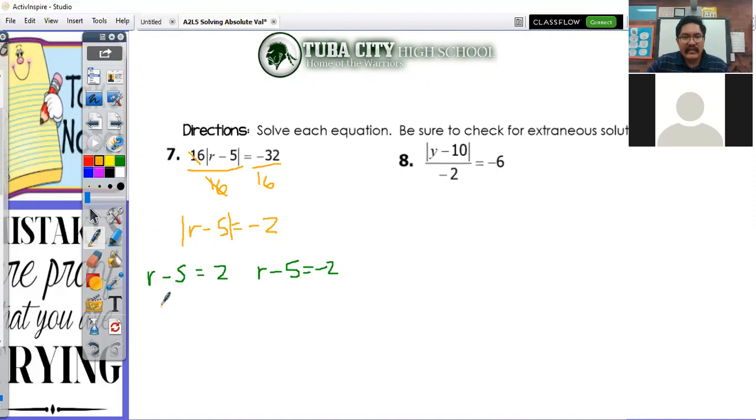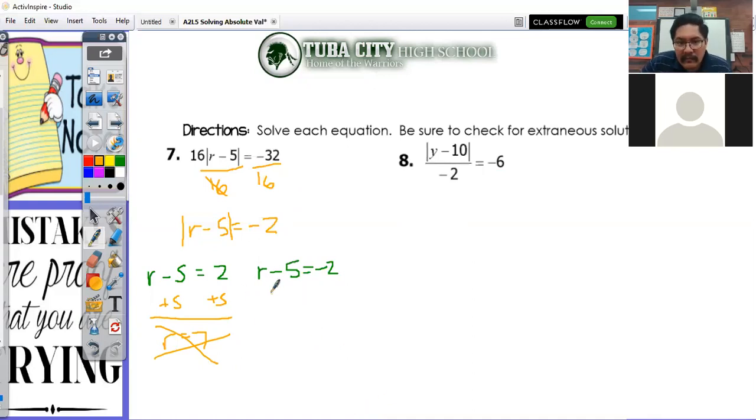So let's go ahead and solve these. So add 5 to both sides. R equals 7. So let's go ahead and plug that back in. I'm going to erase this so it's easier to see our original. 7 minus 5 is 2. So 2 times 16 is positive 32. And positive 32 is not the same as negative 32. Well, they both have the same absolute value, but they are not the same number. So this is not a solution that works. This is an extraneous solution.